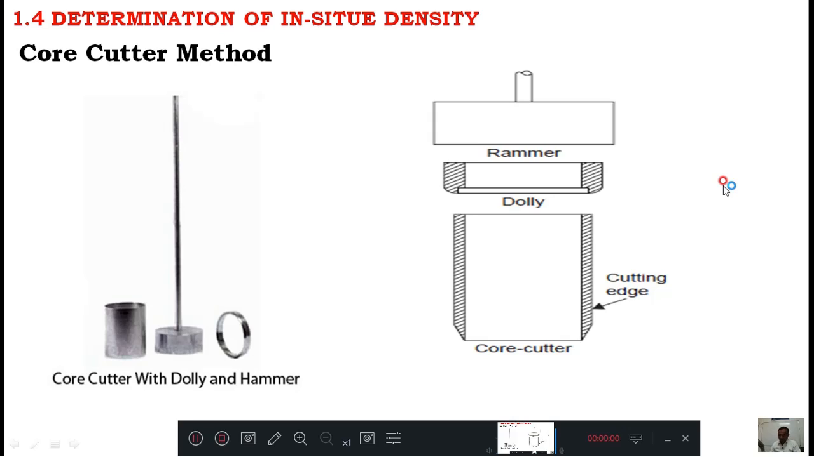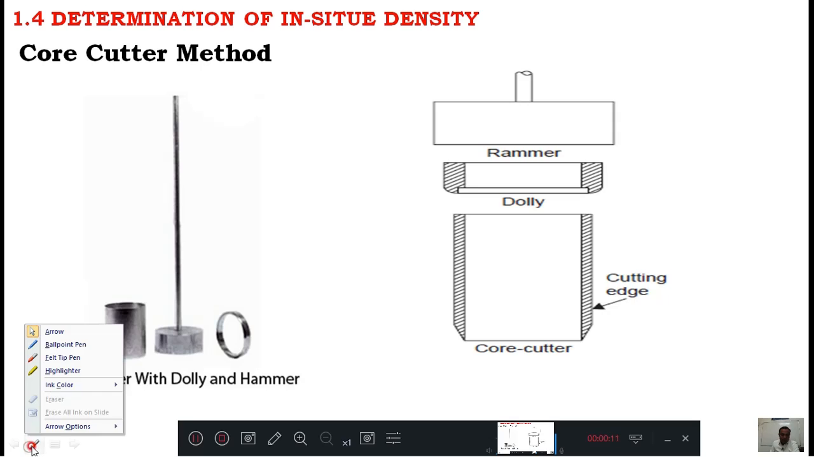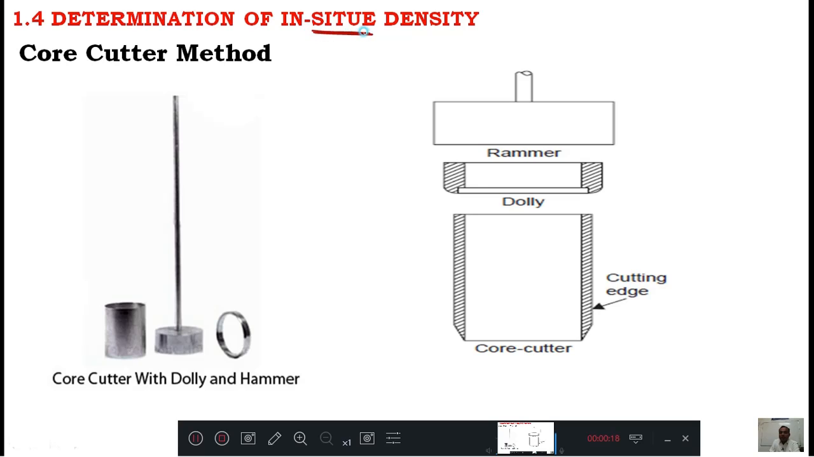Welcome back. Now in this class we will study determination of in situ density by core cutter method. What is the meaning of in situ? Situ means situation, so in situ means in situation. In situ density means, you already know, density is a measure of mass by volume.